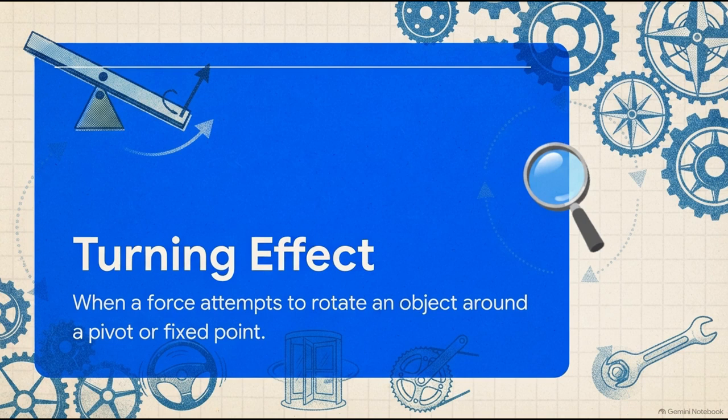When a force tries to rotate an object around a fixed point, it creates this turning effect. You'll actually see this referred to in your textbooks as the moment of force. The big takeaway here is that a force doesn't just push things in a straight line. It literally has the ability to make things spin.